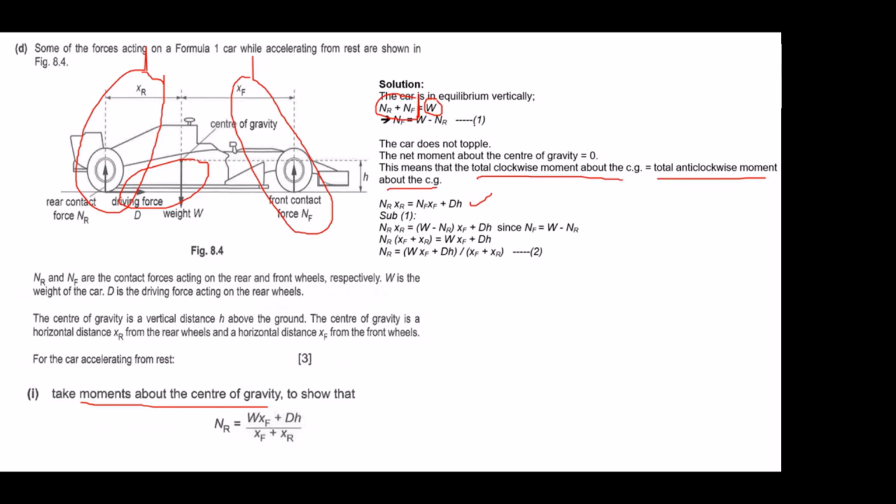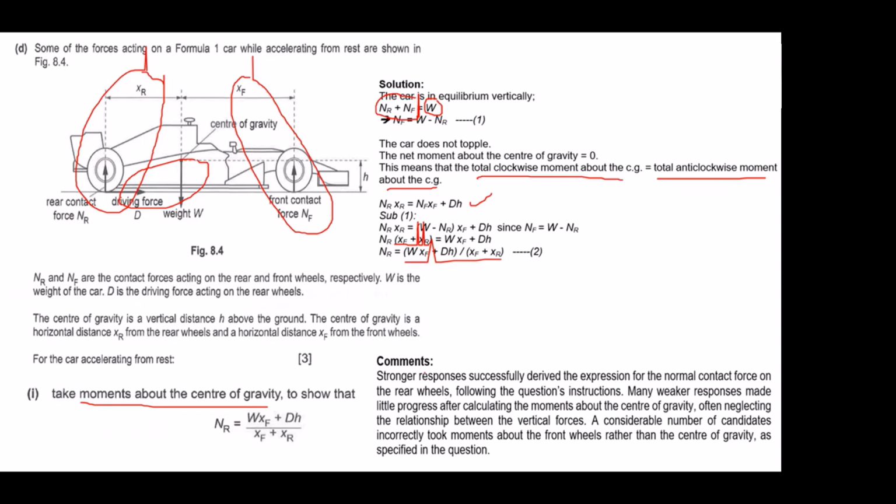Knowing part one, your equation for NF, I can substitute into this equation. Then I factorize them, and from there I can get the answer for NR. So the key here is taking moments about the center of gravity, knowing that there are three forces, and making sure you know where the perpendicular distances are.